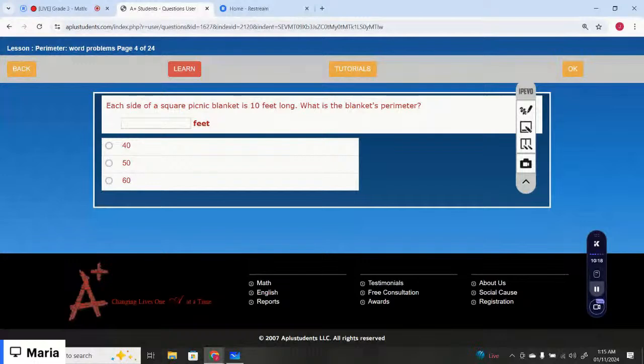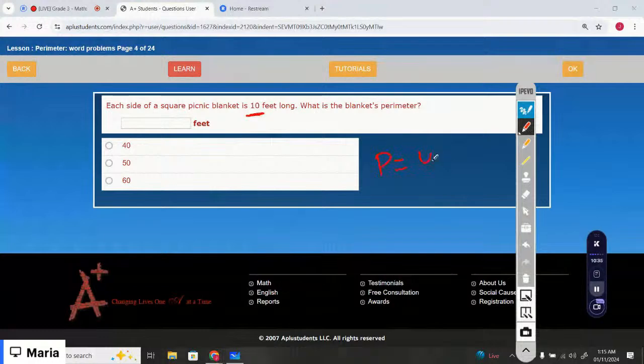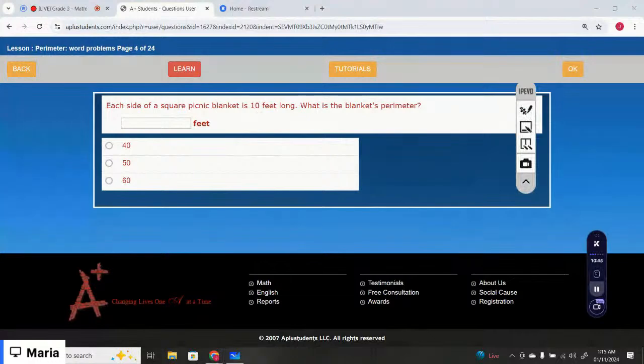Each side of a square picnic blanket is 10 feet long. What is the blanket's perimeter? You are given the side length, that is 10 feet long. You have to calculate the blanket's perimeter. So the perimeter of the square is 4 times S. Very good. You have to do 4 times 10. 40 it is. The correct option is 40. Got it?